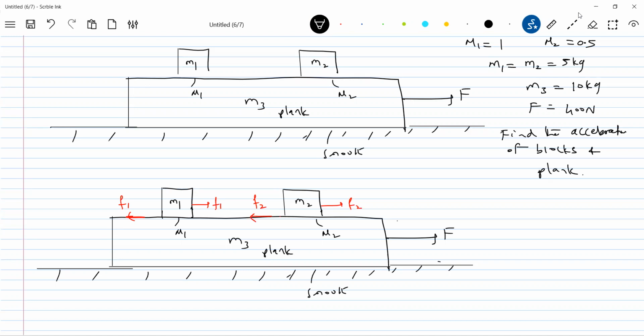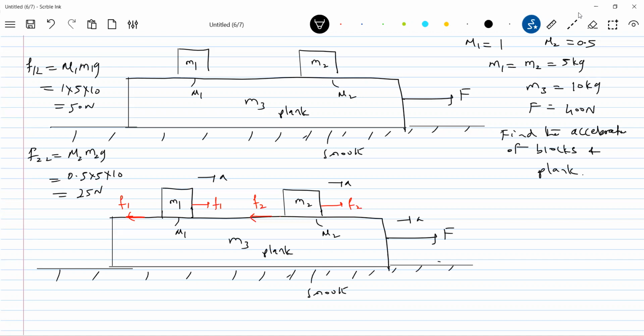So then what is the next assumption? No slipping occurs at all surfaces. Before that, what should we calculate? The F1L. What is F1L? It is equal to mu1 m1 g. Mu1 is how much? 1 into 5 into 10, 50 Newton. What about F2L? I think without these values, we can't decide anything. So mu is how much? 0.5 into 5 into 10, 25 Newton. Okay, let's write the equation.